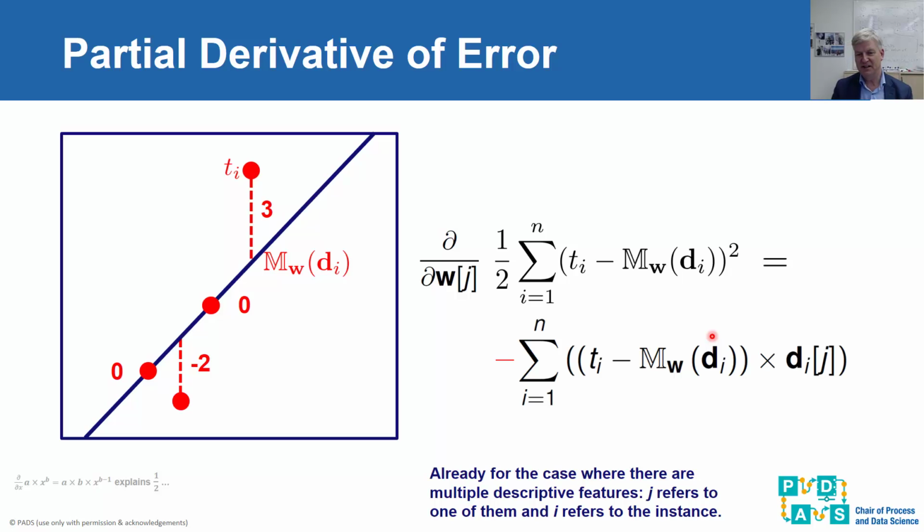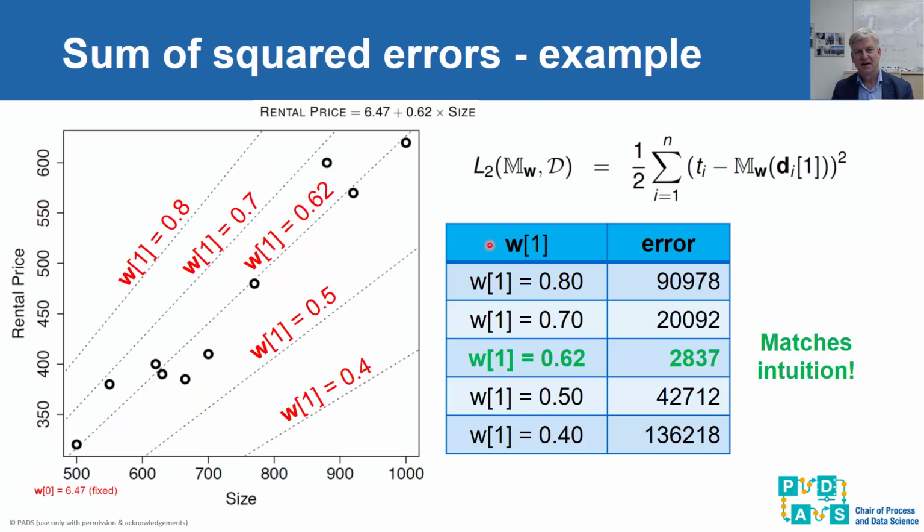Note that I'm already considering multiple descriptive features. Here I'm focusing on one, labeled j. The i in this is again referring to the instances, so in this example there are 4. And we only have one descriptive feature, so our index j would be equal to 1.